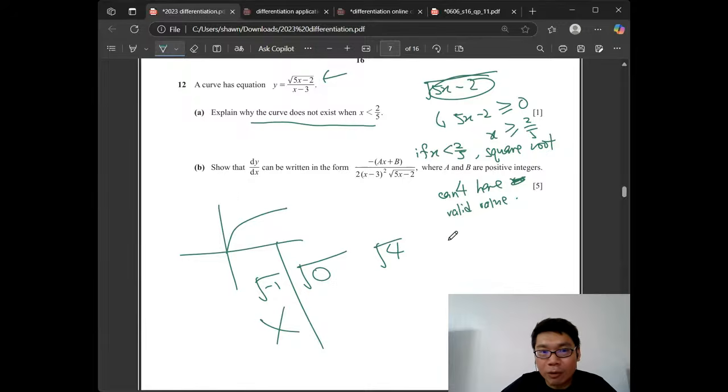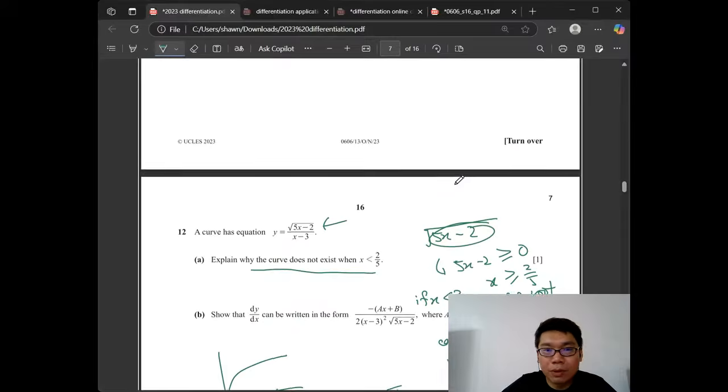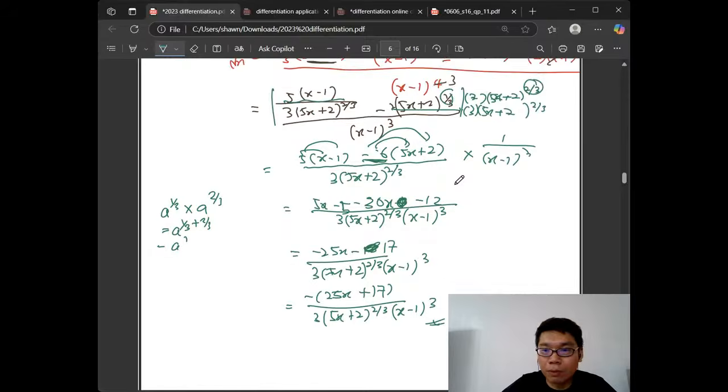Okay, for part A, it's about the function chapter. Okay, the previous one, what is the problem of the previous one?